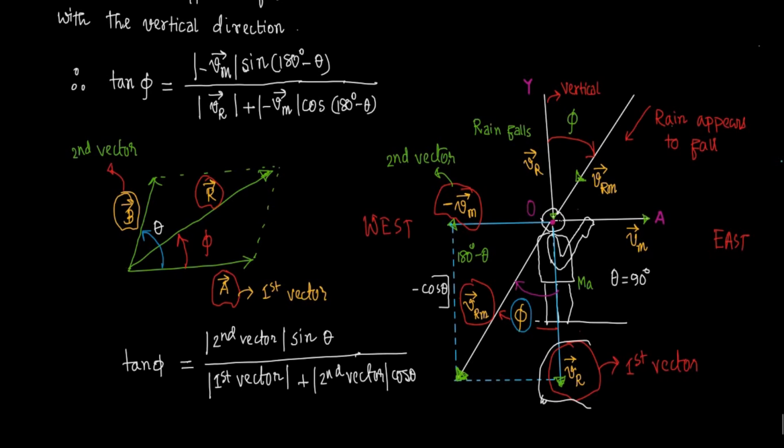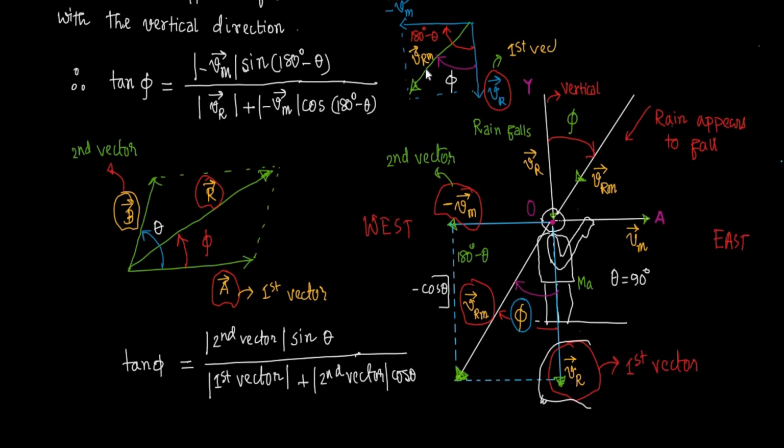Now we can use this concept for the two vectors, vector Vr and minus vector Vm. They are represented by this parallelogram or rectangle, and we are drawing the diagram again. This is vector Vrm, the relative velocity of rain with respect to the man. The angle between vector Vr and minus vector Vm is 180 degrees minus theta. Vector Vrm makes an angle phi with vector Vr.